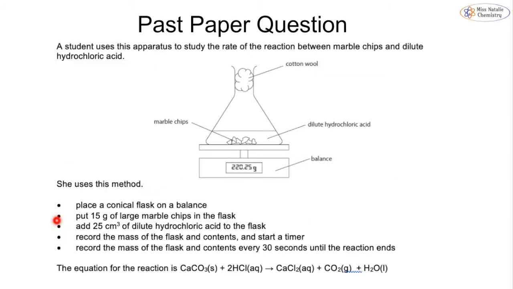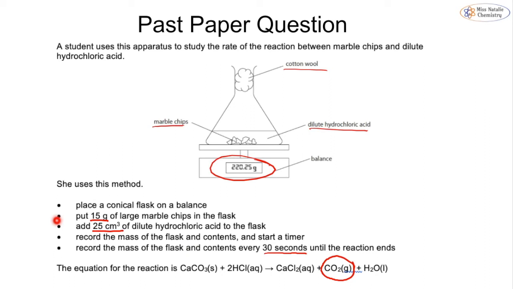So let's have a look at a past paper question. This is going back to the practical that we had at the start, and we've got our apparatus used to study the rate of reaction. So we have our hydrochloric acid, our marble chips, and our cotton wool, and you can see that we're measuring the mass. So we're putting 15 grams of our marble chips into 25 centimetres cubed of acid in the flask, and we are recording the mass, starting the timer and recording it every 30 seconds. And you can see it is because we have this CO2 being given off.